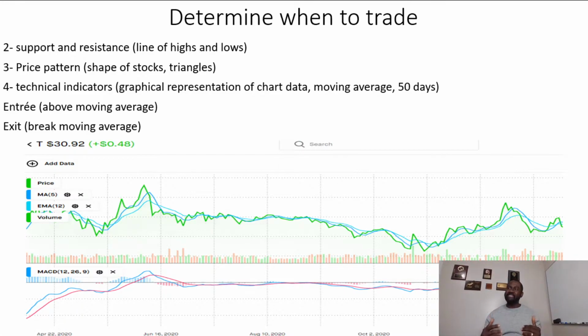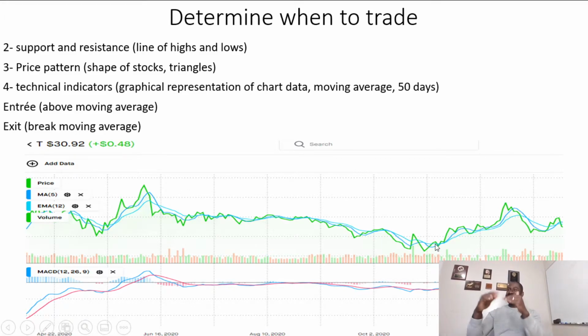Okay, so let's look at support and resistance. This is the line of highs and lows that we talked about. If you look, this is the low, and then you can see the next low is here, and the next low is here. Okay, this is where the low keeps going higher. So higher lows. You can see there's an uptrend here. Okay, so now we know the trend. And then this low becomes a support for that one.